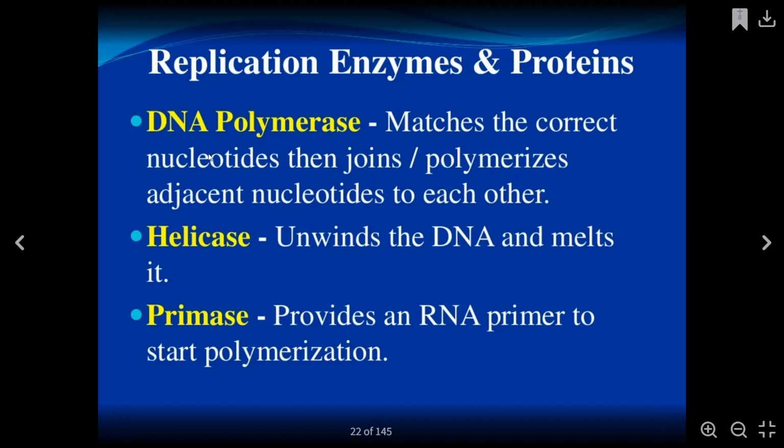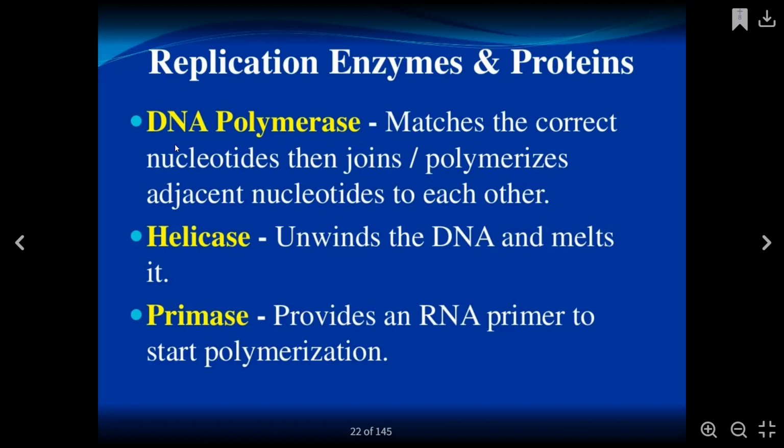So the first important enzyme is DNA polymerase. This is the enzyme which matches the correct nucleotides, like with A, the T, with G, the C. So this particular matching is possible only by the DNA polymerase enzyme, where it matches the correct nucleotides, then joins, polymerizes adjacent nucleotides to each other. You know very well that poly, like a continuous chain, is formed.